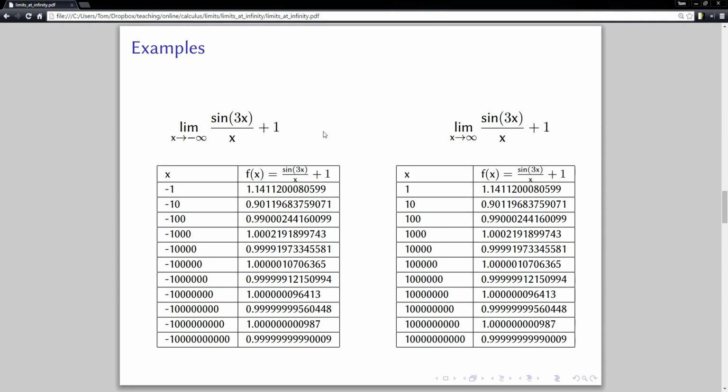Okay, so on both of these, the limit as x goes to negative infinity of sine 3x over x plus 1 would equal 1. And over here, also, the limit as x goes to infinity of sine 3x over x plus 1 would also equal 1.